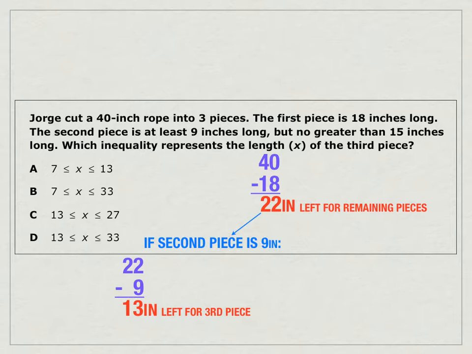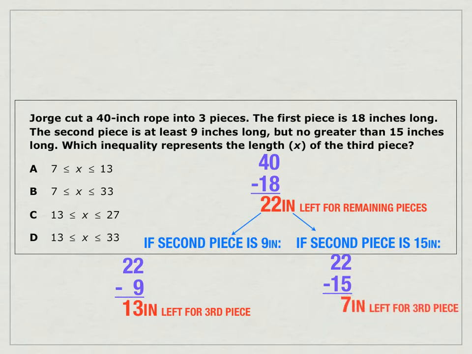So now I need to take 22 inches that's left after the first piece of rope is cut, and subtract 15 from that number. When I do that, if the second piece of rope was 15 inches long, then there would only be 7 inches left for the third piece. The inequality that says I'm going to have a range anywhere between 7 and 13 inches for the length of the third piece of rope is going to be A.